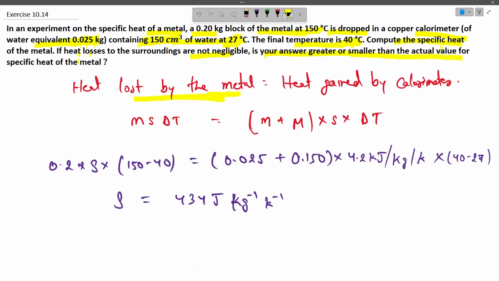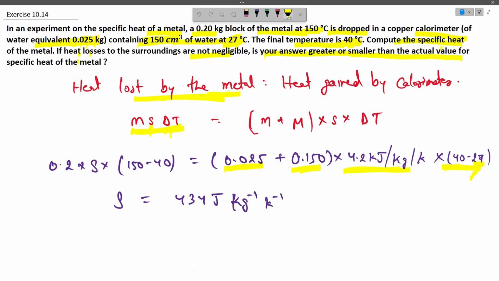So here the heat lost by the metal can be given by the formula m s ΔT, where s is the specific heat capacity of the metal and s is also the objective of our question. Now m is 0.02 kg and ΔT for the metal is 110 degrees centigrade, because 150 minus 40 is equal to 110. Now for the calorimeter we have 0.025 kg plus 0.150 kg of water, multiplied with its specific heat capacity and change in temperature, that is 40 minus 27. The water goes from 27 degrees centigrade to 40 degrees centigrade.